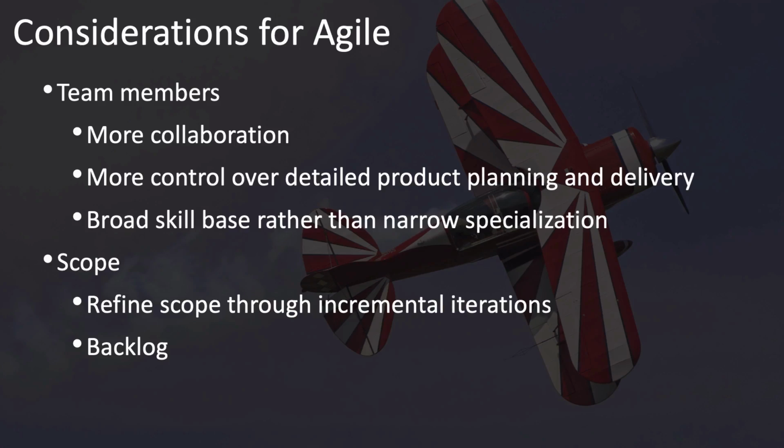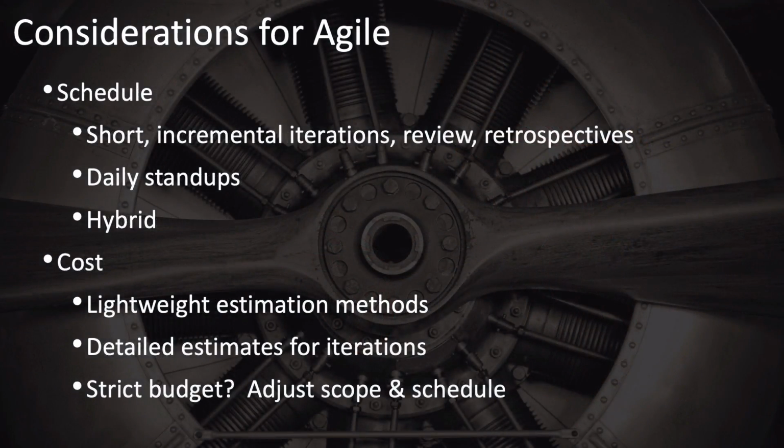Agile adaptations for scope include the idea that scope is refined as you go through incremental iterations, and the scope is captured in a rank-ordered, prioritized backlog. Agile approaches relative to the schedule include short incremental iterations, frequent reviews at the ends of iterations, and retrospectives, daily stand-ups, and a hybrid approach.